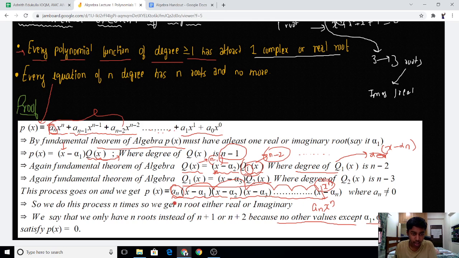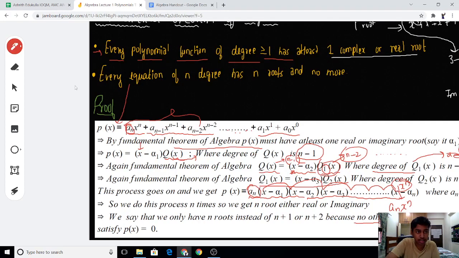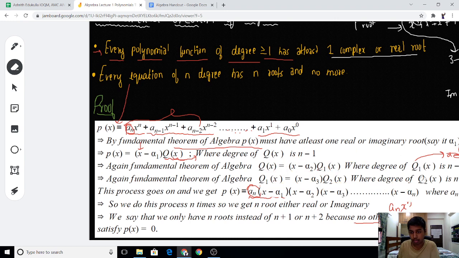One second guys, I'm going to erase it, so it looks better. One second guys.